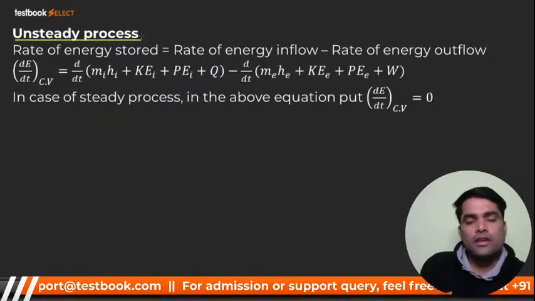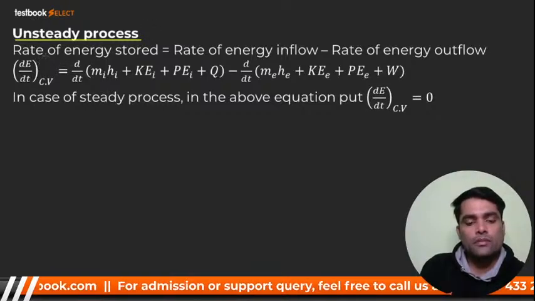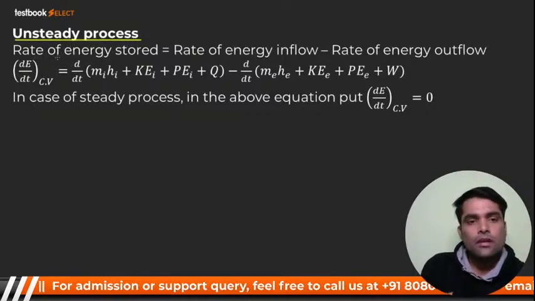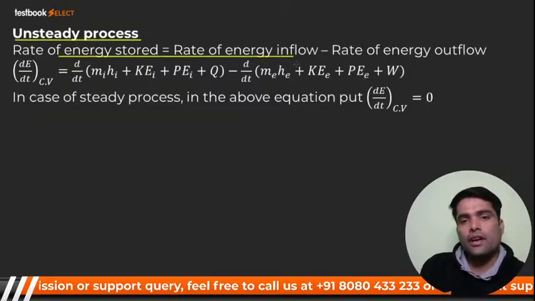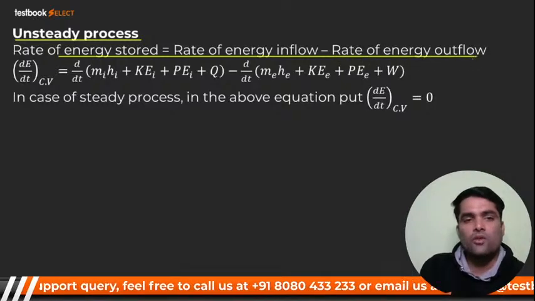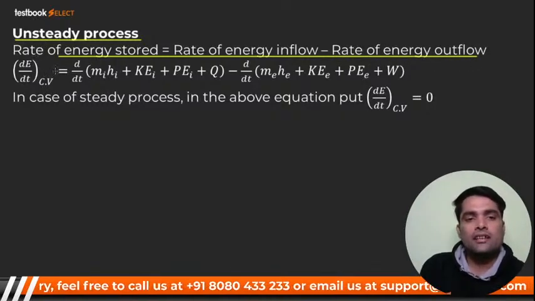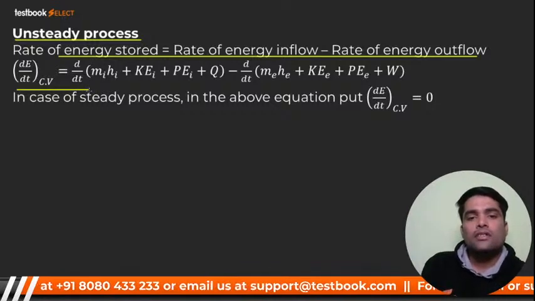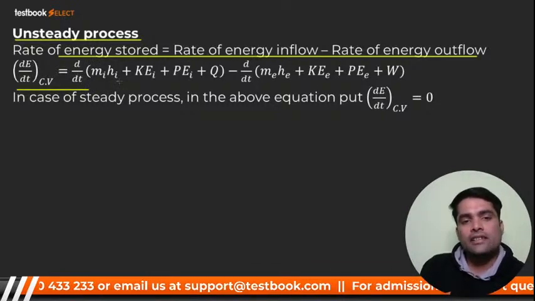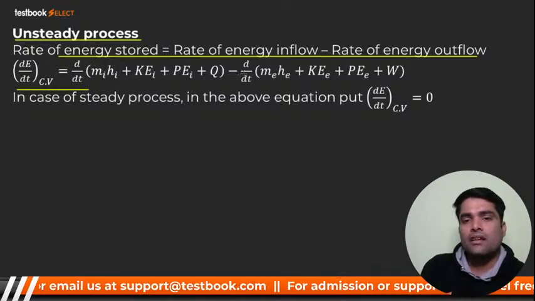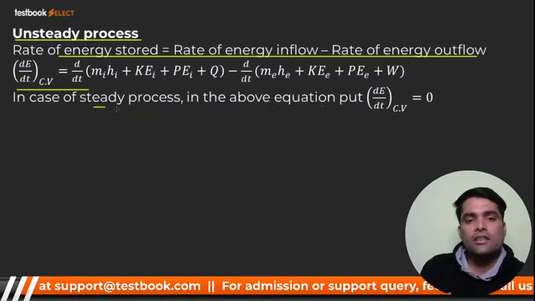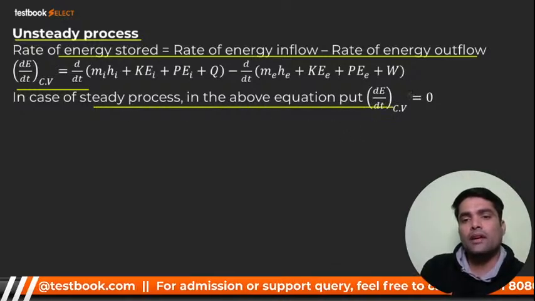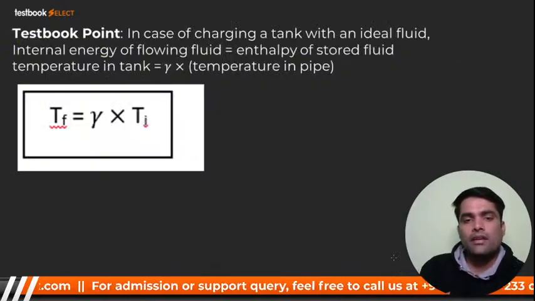अनस्टेडी फ्लो प्रोसेस में क्या होता है? अनस्टेडी फ्लो प्रोसेस में माय डियर, सी, rate of energy stored is equal to rate of energy inflow minus rate of energy outflow. And we get the unsteady state equation, that is d by dt for control volume is nothing but change in d by dt, that is mi hi plus kei pei, ये सब मिला था हमें, राइट. In case of steady process the above equation, put d by dt equal to 0, राइट. ये सब चीजें हम देख चुके थे.